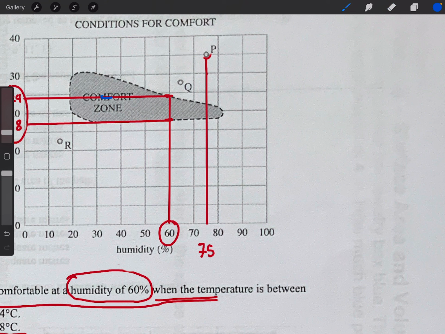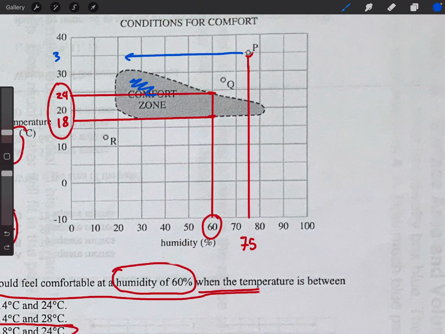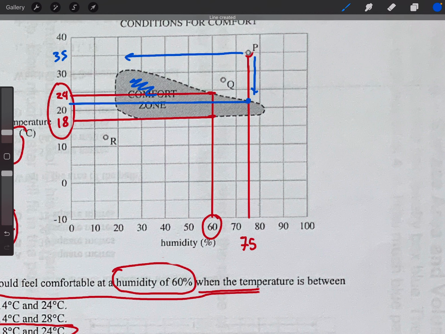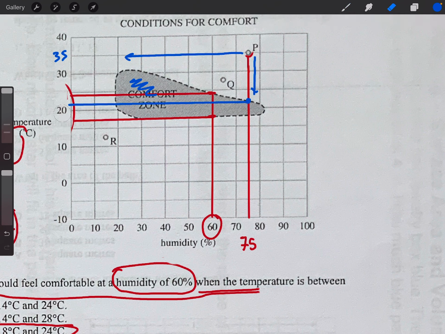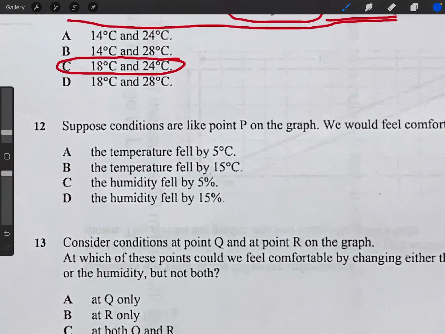Now, if I take point P and I drop the temperature down, point P is about 35 degrees. I need to hit at least this point here and drop it until I hit that point. How far do I need to drop it? Well, let's have a look. Let me just run this out for a second. So this is about 22 or something. So we need to go from 35 to 22. How much did I drop by? We need to drop by 13 degrees. Okay, so you need to drop by 13 or 15 degrees. Temperature fell by 15 degrees.